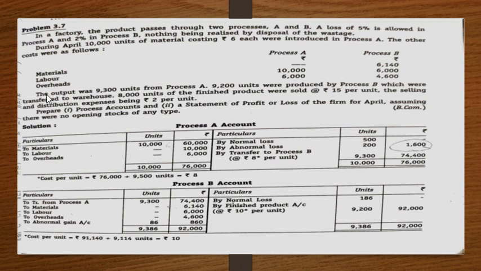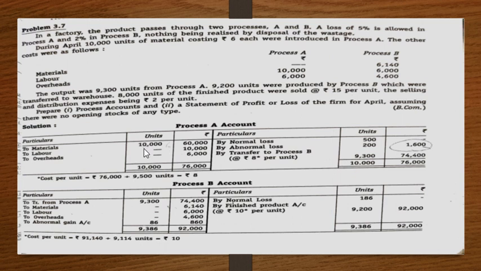Yes, output is given. The output was 9,300 units from process A. So you will be taking it by transfer to process B. A's output will always be transferred to the next process, which is process B. So how many units is given? 9,300.